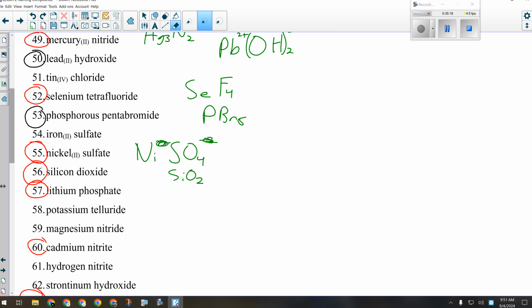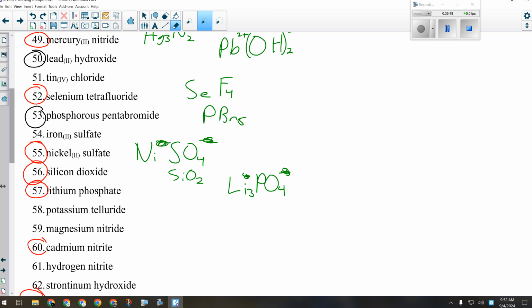Okay, lithium phosphate, ionic or molecular? Ionic. Okay, so lithium is a +1. Phosphate, PO4, is a -3. So when I drop and swap that, the 3 is going to come down here. The 1 is going to go there, but we don't write 1s. Li3PO4.